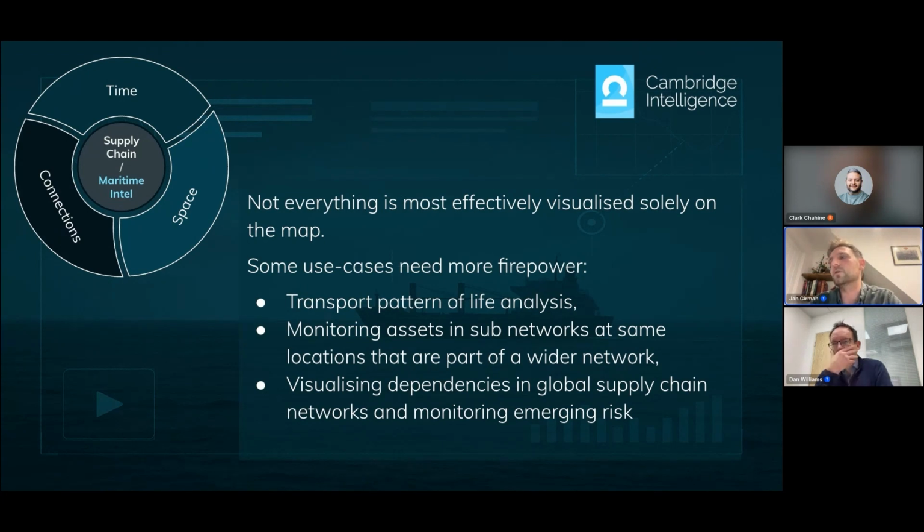And there are many other use cases like this, which I believe would benefit from a combination of geospatial and other visualizations.